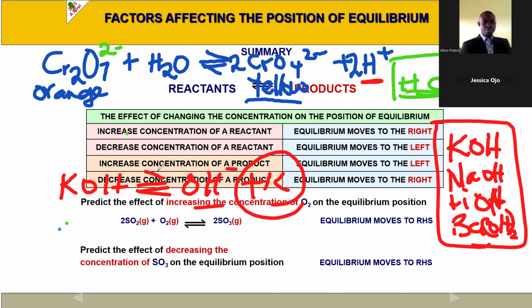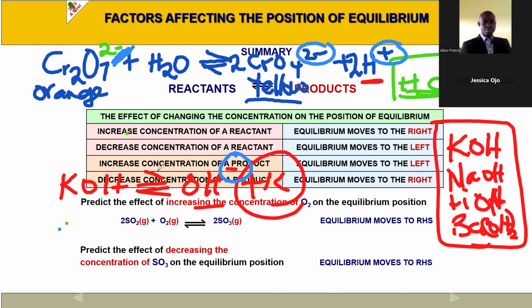So the moment you add KOH or NaOH, it supplies OH- that will react with H+. Why? Because it requires lower activation energy. Why am I saying lower? This is minus and this is plus. They are opposite charges. The OH- will not go and meet Cr2O7 2- because they have the same charges. So they will repel. They will have higher activation energy. So no reaction.